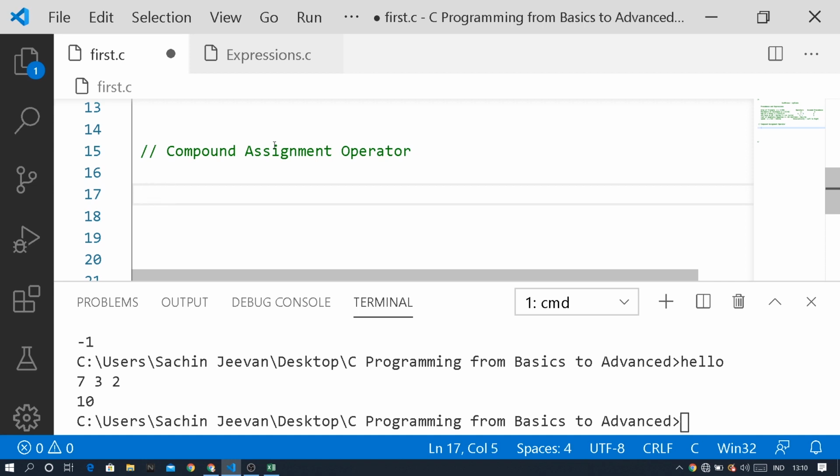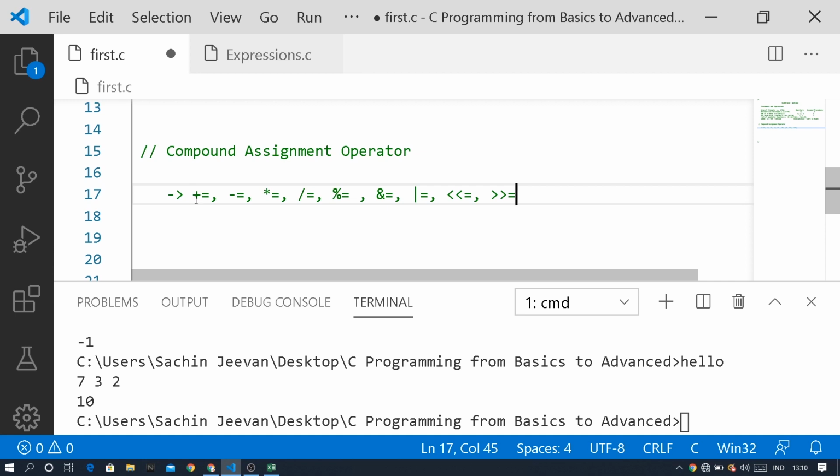First of all, the basic ones are plus equal to, followed by minus equal to, multiplied by equal to, division equal to, mod equal to, then followed by bitwise and equal to, bitwise or equal to, then left shift equal to, then followed by right shift equal to.